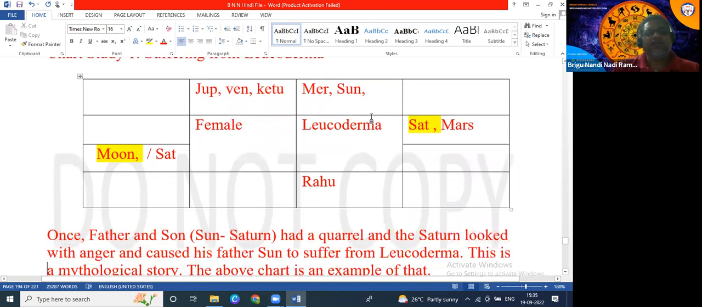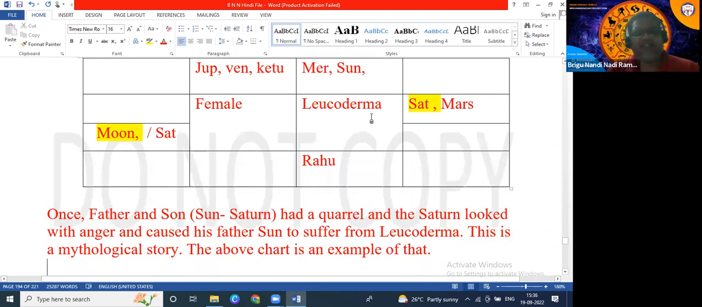So this is the story, a simple story. Once father and son, Sun and Saturn, had a quarrel, and Saturn looked with anger and caused his father to suffer from leukoderma. This is a mythological story. The above chart is an example of that.